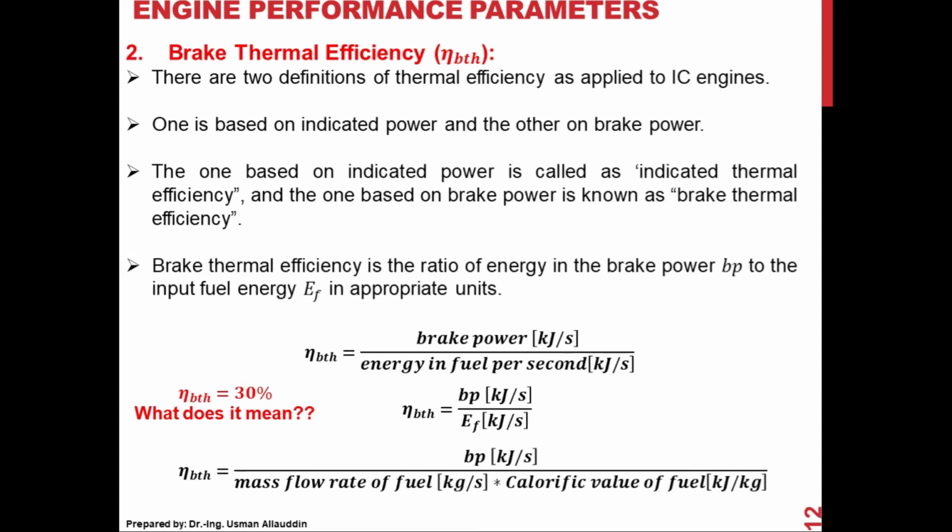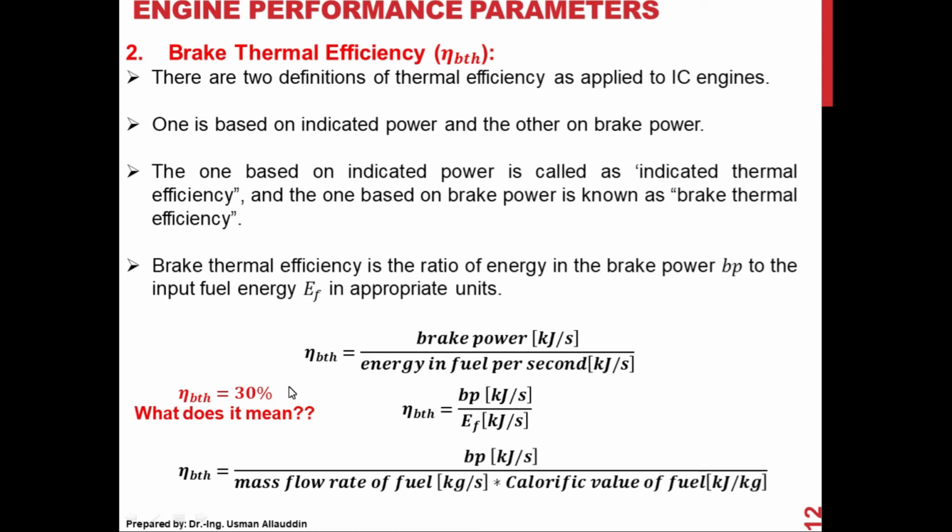Now, the brake thermal efficiency, as I have already told you, is the ratio of brake power to the energy in fuel per second. So let's represent the brake power with BP, and the energy of the fuel with EF. The energy of the fuel can also be obtained by multiplying mass flow rate with the calorific value. And if we have a brake thermal efficiency of 30%, it means that out of 100 kilowatt of fuel energy, only 30% will be converted into the useful power output, and 70% will be lost.